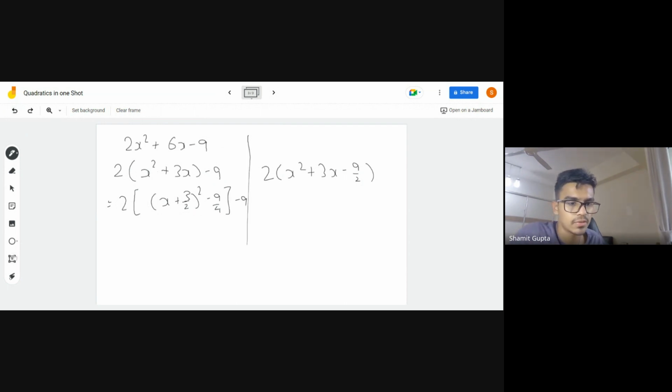This is x squared plus 3x. This is also x squared plus 3x. This was plus 9 over 4, minus 9 over 4. So this is also x squared plus 3x, so this will be multiplied by 2. So that will give you 2 times x plus 3 over 2 squared.